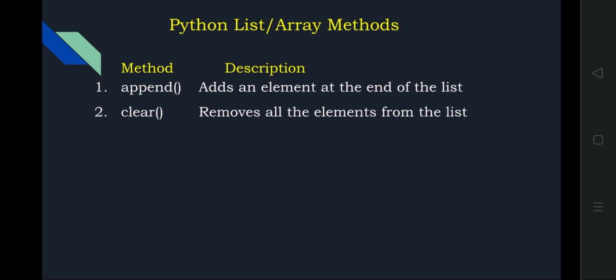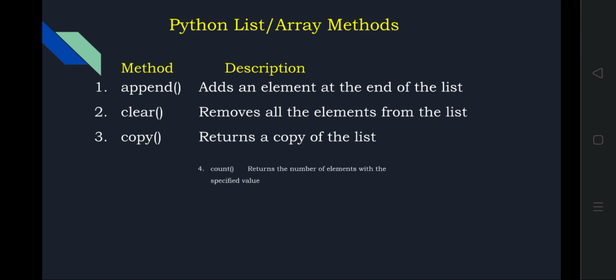Likewise, clear. Clear removes all the elements from the list. Suppose you have created a list and you don't want all the elements, instead of deleting the list, we can just clear it. That means it removes the elements from the list but the name of the list remains. That is the clear function. Next is the copy function. It returns a copy of the list. If you want to create a duplicate of the list, we can use the copy function.